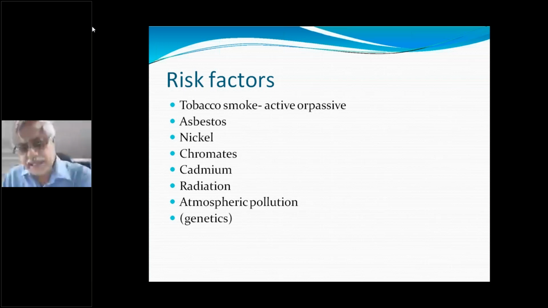The second index is the smoking index. What is the smoking index? The smoking index is the number of cigarettes per day into number of years. Suppose the patient is smoking 10 cigarettes for 20 years, then the smoking index is 200. If it is more than 200, the patient will definitely develop complications of the lungs, like chronic bronchitis. If it is more than 400, then the patient is sure to get bronchogenic carcinoma. So we must remember two indices: one is the smoking index, another is the pack year.